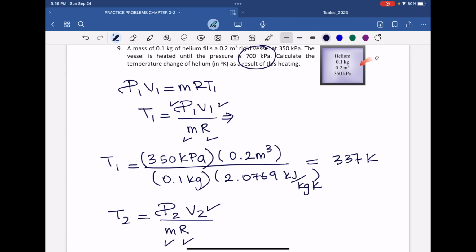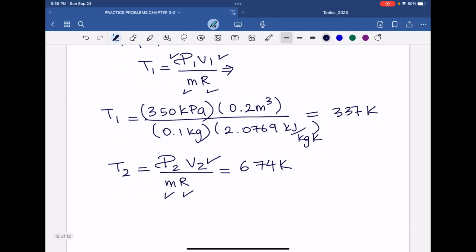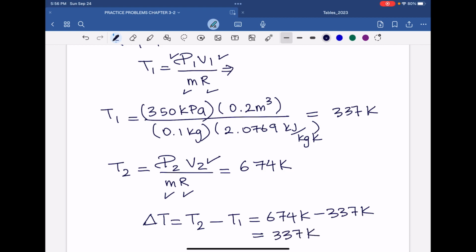Well, actually, if you just take notice of this, V and M and R are not changing, but it seems like the pressure is doubling, from 350 to 700. So you should expect the temperature to basically double, okay? So it should be 674. Very good. So the temperature change is, of course you know the answer, but still I'm writing. All right.